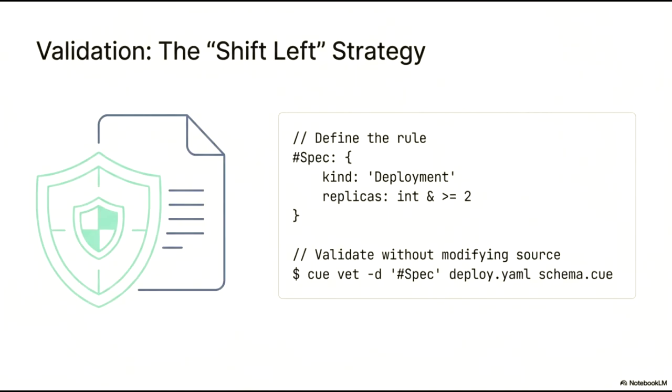A significant advantage of this approach is the ability to validate data without needing to modify the original source files. By using the Q-vet command, we can check our YAML manifests against these rules locally, catching potential configuration errors before they ever reach a production cluster.